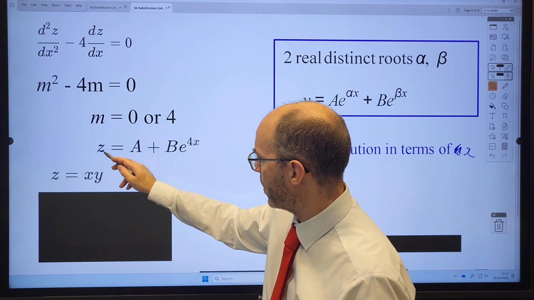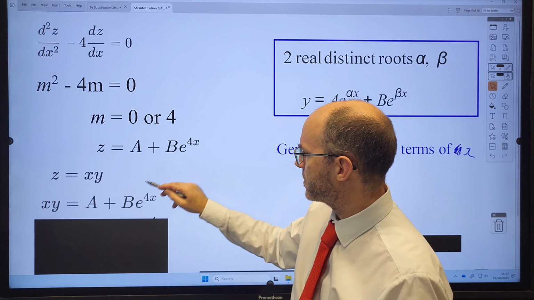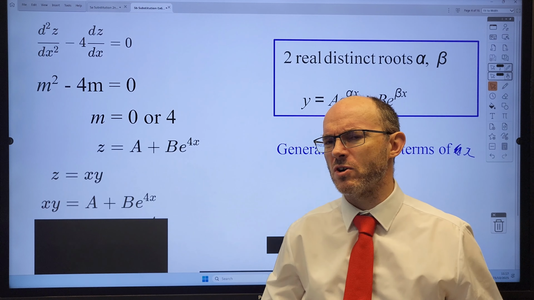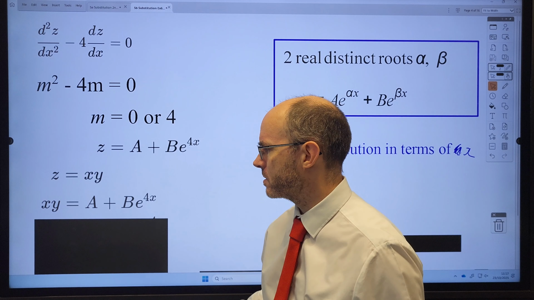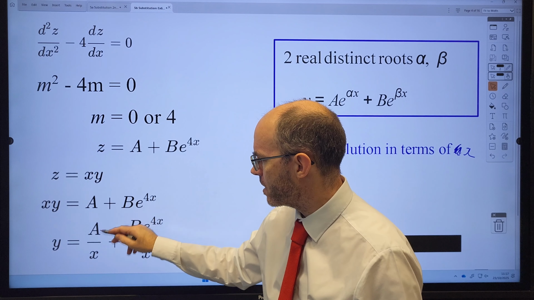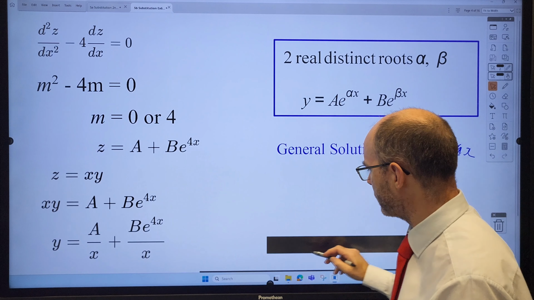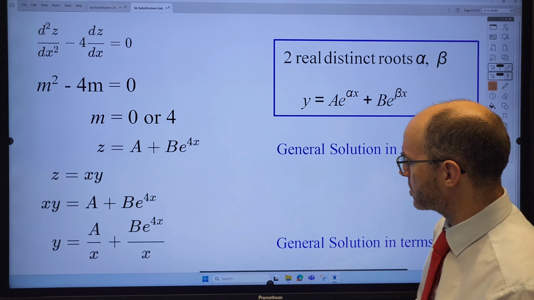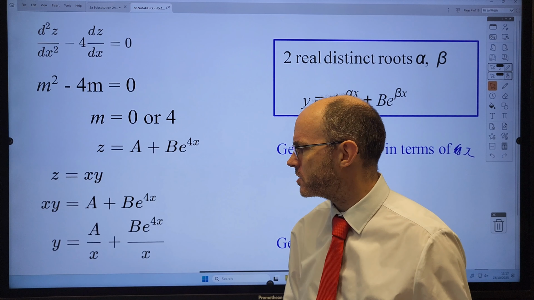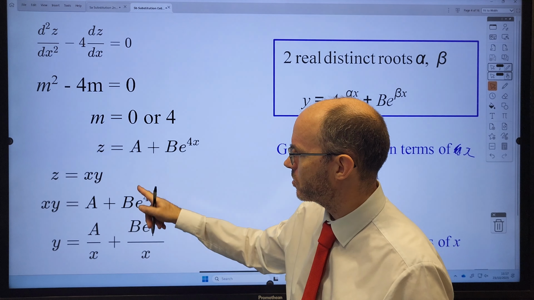So you have xy is equal to A plus B e to the 4x, and usually you want to write your answer with y as the subject. So y equals, and then A over x plus B e to the 4x over x, okay? Which is our general solution in terms of x, but at least this time it's in terms of y and x, not just z and x.